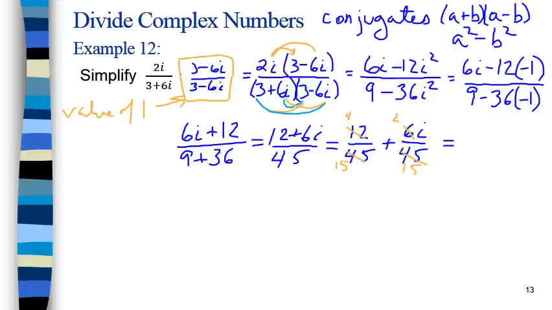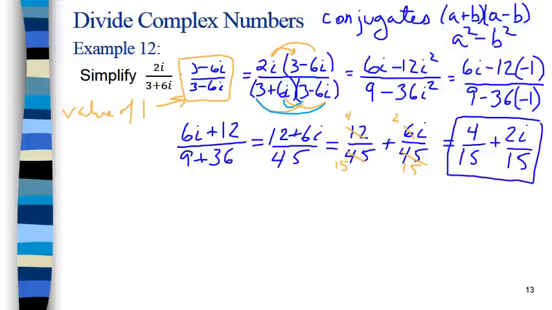So we end up with 4/15 plus 2i over 15. And this is the complex form, so a plus bi. You could also write it as 2 over 15 times i, but there's your complex number. Go ahead and write this in your notes, try it on your own, and we will talk about the answer in class.